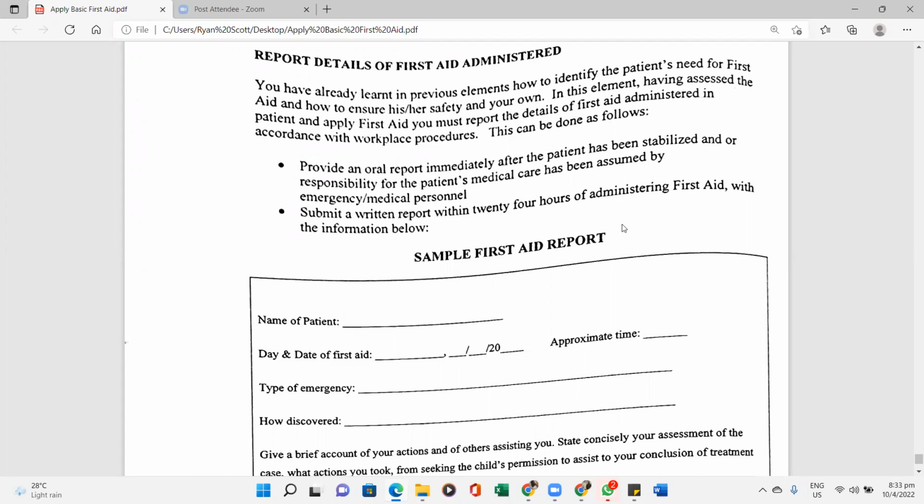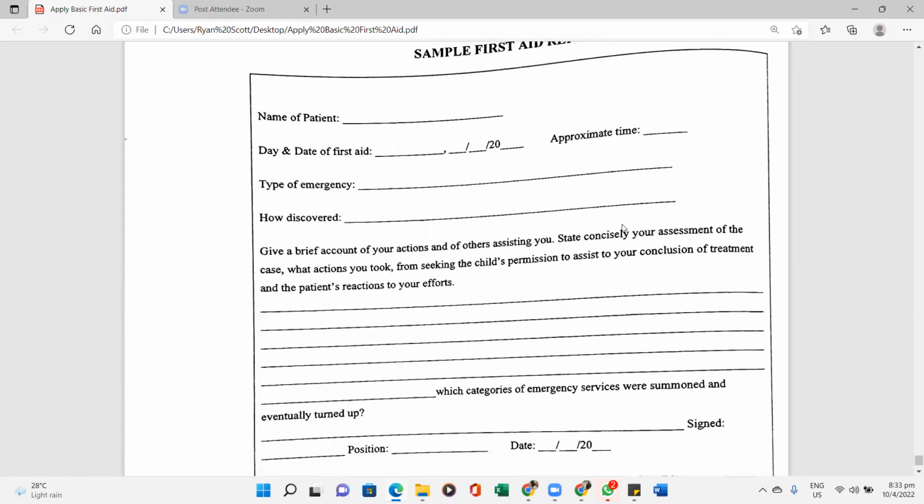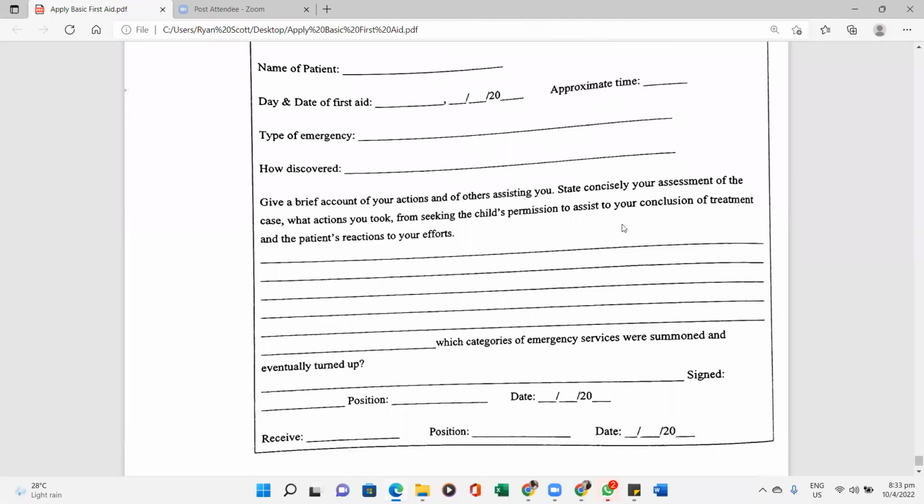And you also submit a written report within 24 hours of administering first aid with the information below. Scroll down. And that's the report there. All right. After you tell them what happened and you tell them what you did, then you write this up and you give it to them.